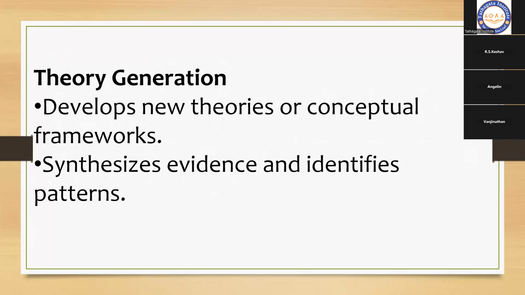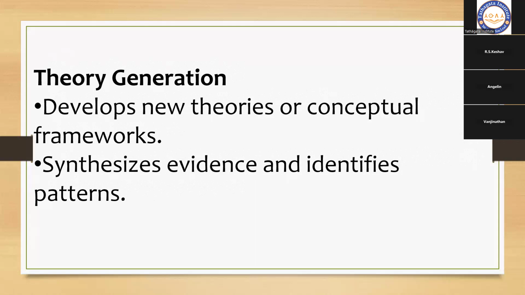Next, we have theory generation. Sometimes certain researchers would end up developing a new theory or new concept, and it synthesizes evidences and identifies patterns. Something that has to be newly given to the world has to have evidences, and it has to give patterns. How this particular theory is given to the world, it has to have a pattern. There have to be examples, and finally, a theory is developed.